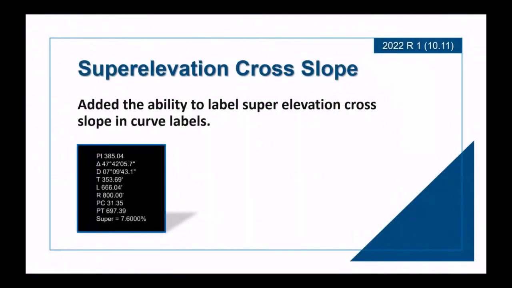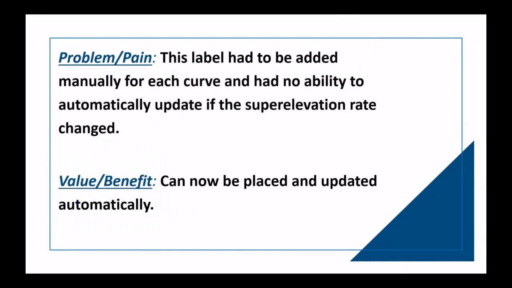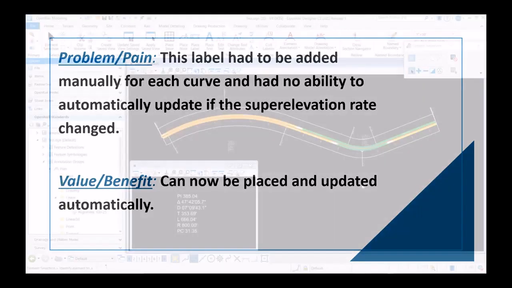In 22R1, we have added a new text favorite to let you label the superelevation at any curve, so the Emax essentially at your curves. This was difficult to do before. In fact, it was a manual process you had to go in and do before. The annotation groups wouldn't automatically pick that up.